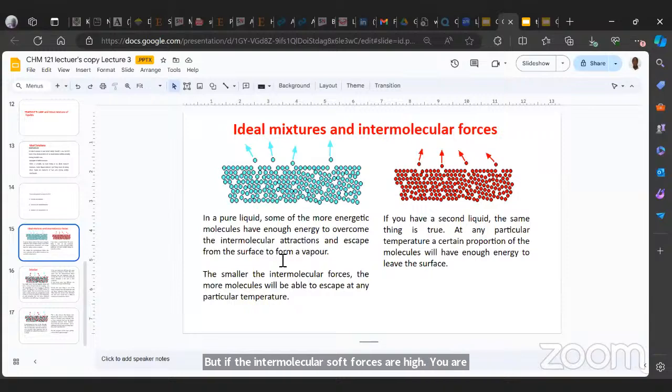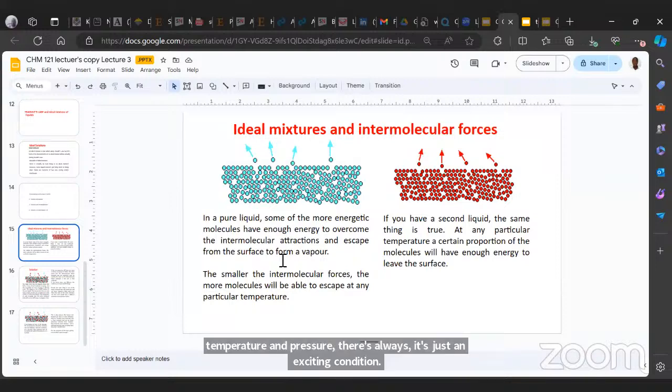Now, if you have a second liquid on its own, so you have liquid A and liquid B, the same thing will happen. You always have some vapor on top because some molecules are very energetic and would escape and stay on top at almost any temperature and pressure. Just that at certain conditions, there might be more.